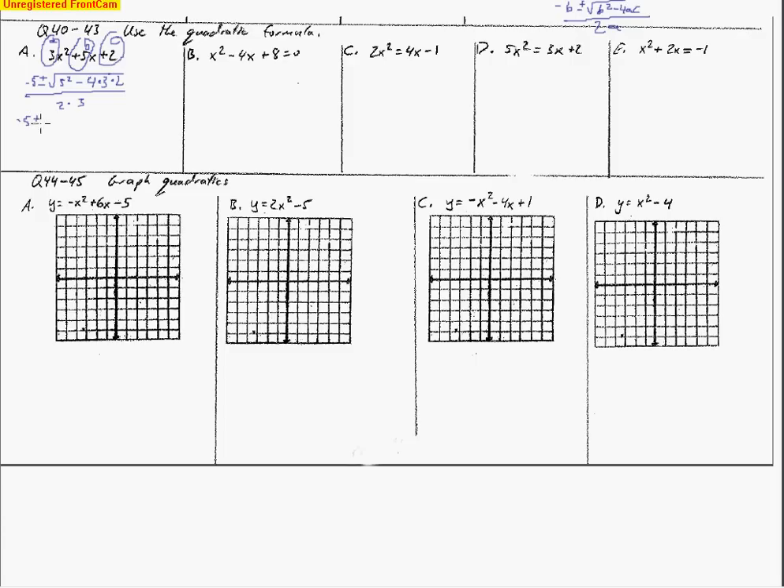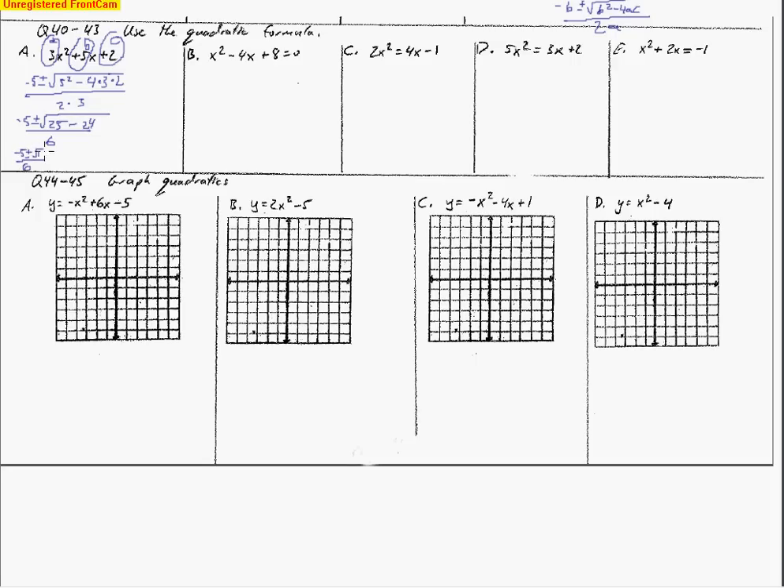Negative 5 plus or minus the square root. We have 25 is what we get when we square the 5. Minus, because there's only one negative here, 4 and 3 make 12 times 2 makes 24. So this is all over 6. And so here we're able to do some work. We've got the 25 minus 24 makes 1. So negative 5 plus or minus the square root of 1, over 6.